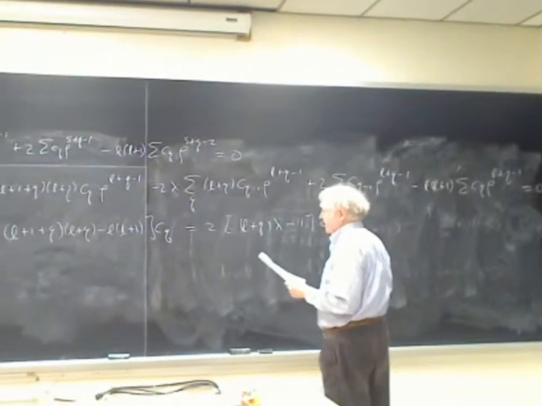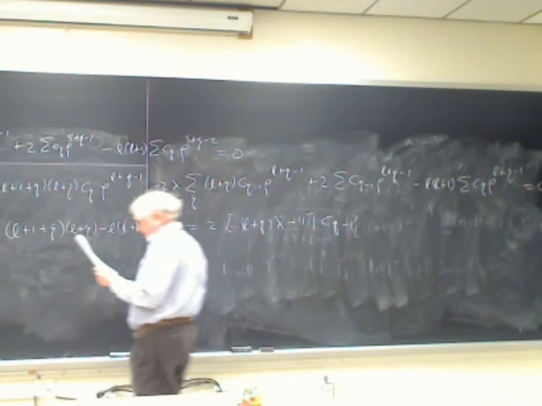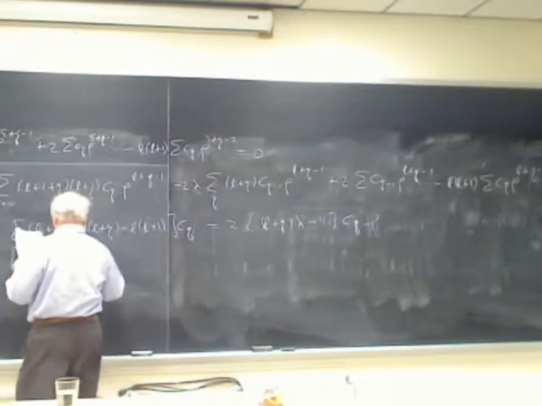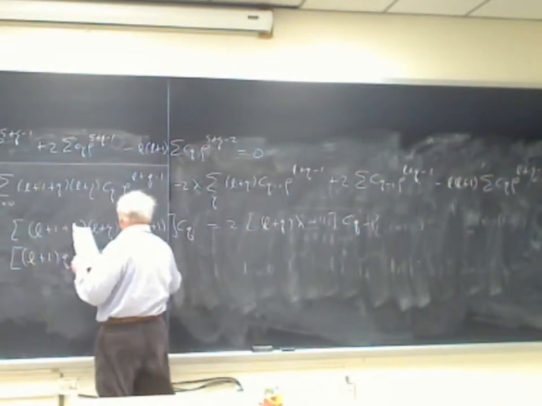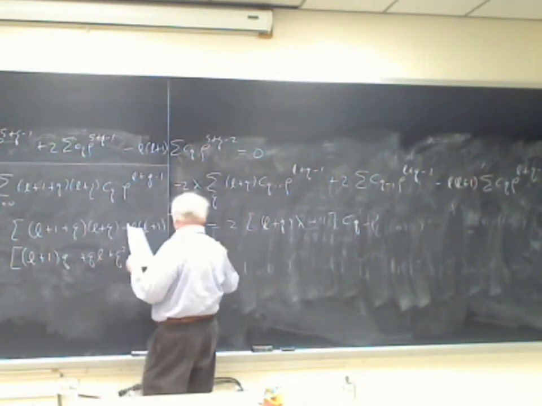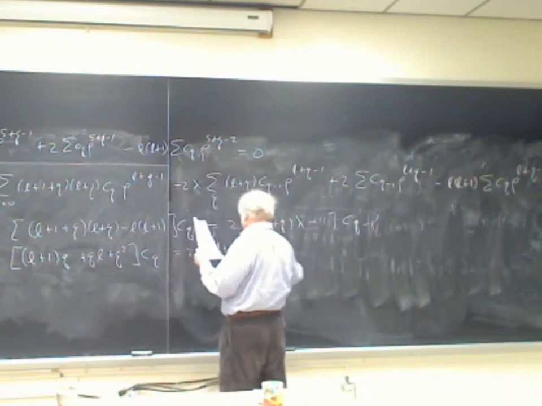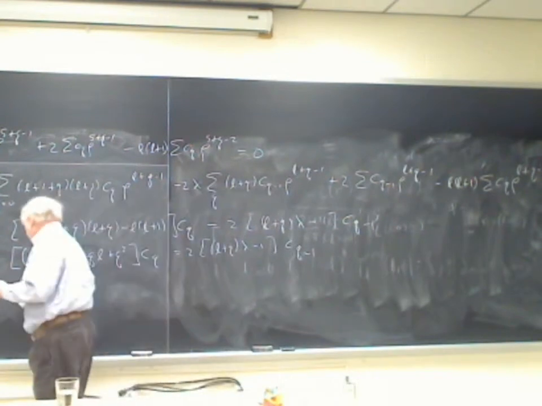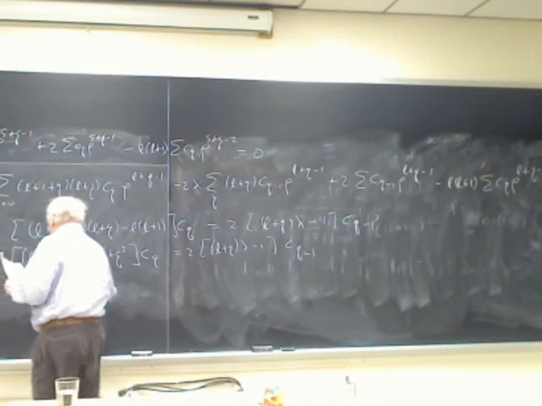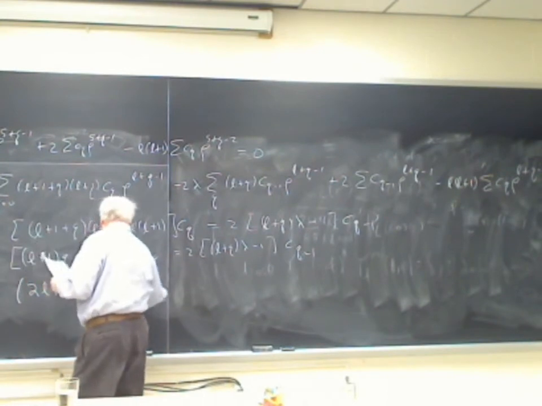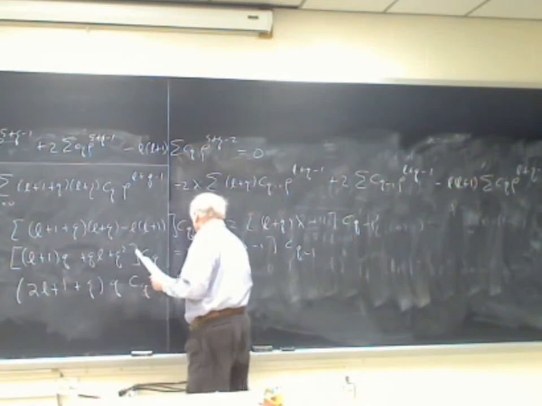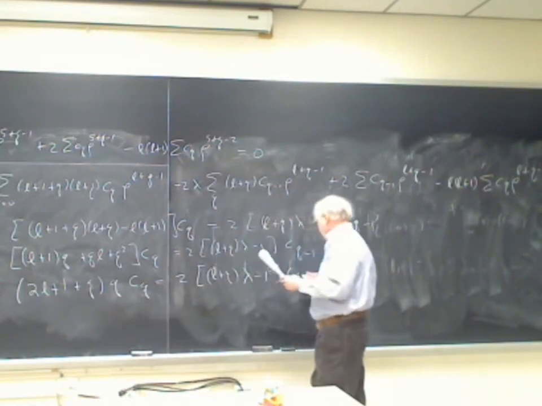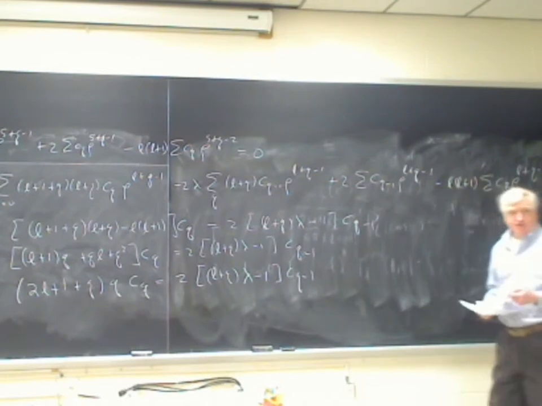Okay, well that can be simplified somewhat to L plus one Q plus QL plus Q squared CQ equals two, and then the same thing, L plus Q lambda minus one, CQ minus one. And you can factor out a Q from this, and so you get 2L plus one plus Q times QCQ is equal to 2L plus Q lambda minus one, CQ minus one. Okay, so that's the recursion relation.